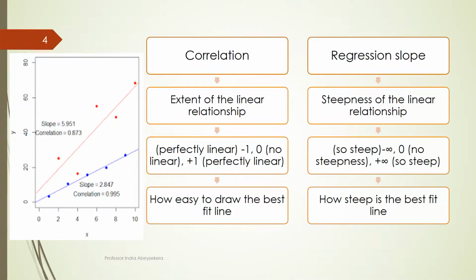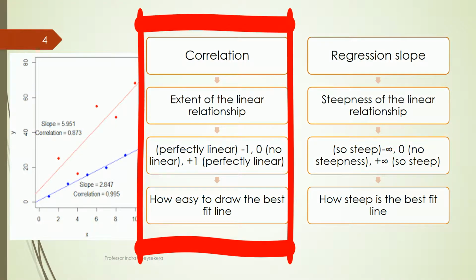If you look at correlation and regression, correlation explains the extent of the linear relationship. Either it is perfectly linear or not linear, and that perfect linearity could be in the opposite direction between the two variables: one increases, the other decreases. Or the perfect linear relationship could be in the same direction: one increases, the other one increases. Or there's no linear relationship at all.